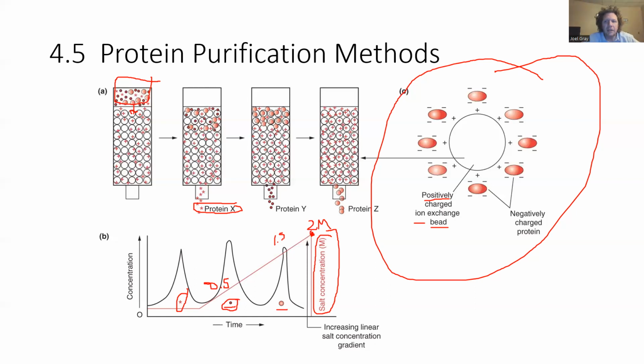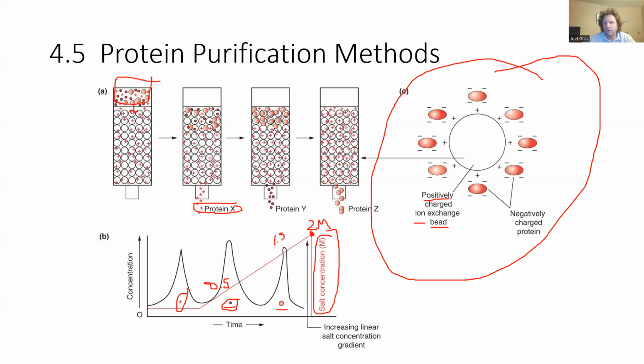Now, protein Z, on the other hand, does not elute with 0.5 molar NaCl. Instead, it requires 1.5 molar NaCl in order to elute from this column. So the importance of this is it gives you a good way of separating proteins from one another.